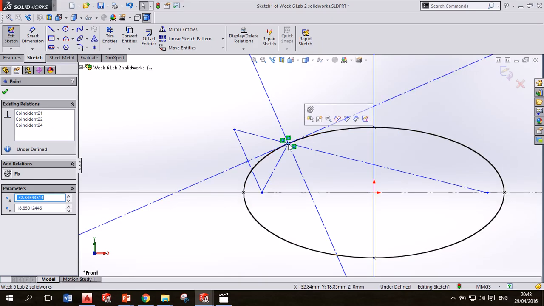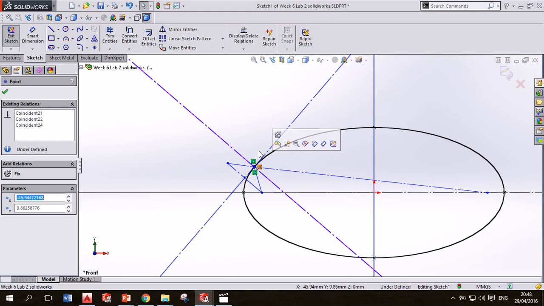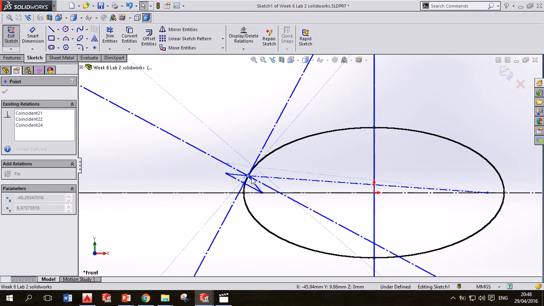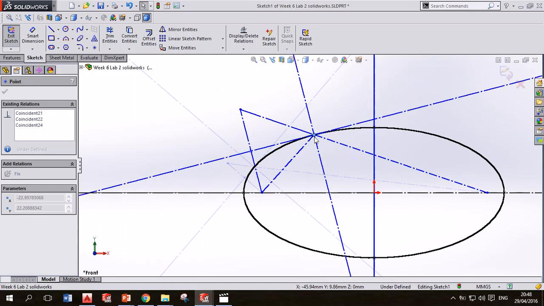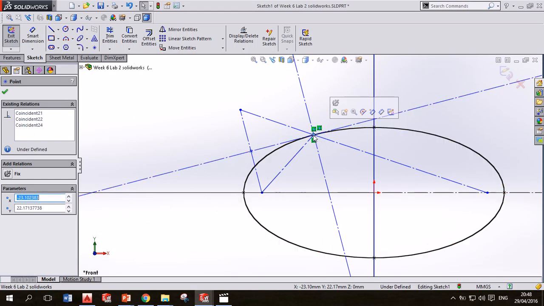So no matter where I move this around, we can see that the tangent is only touching the ellipse at one point, no matter where I move the tangent around the ellipse.